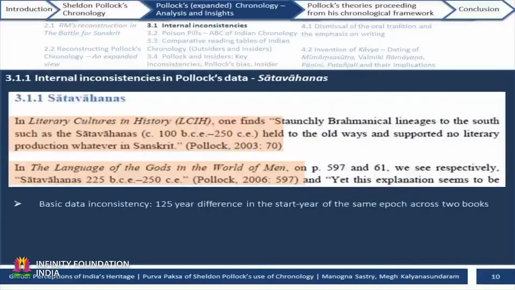First, internal data inconsistency. The start period of Satavahana Vansh in Pollock's book Literary Cultures and History is circa 100 BCE, whereas in his book The Language of the Gods in the World of Men, it is 225 BCE. A simple illustration of internal inconsistency, which becomes very, very evident once data is tabulated.